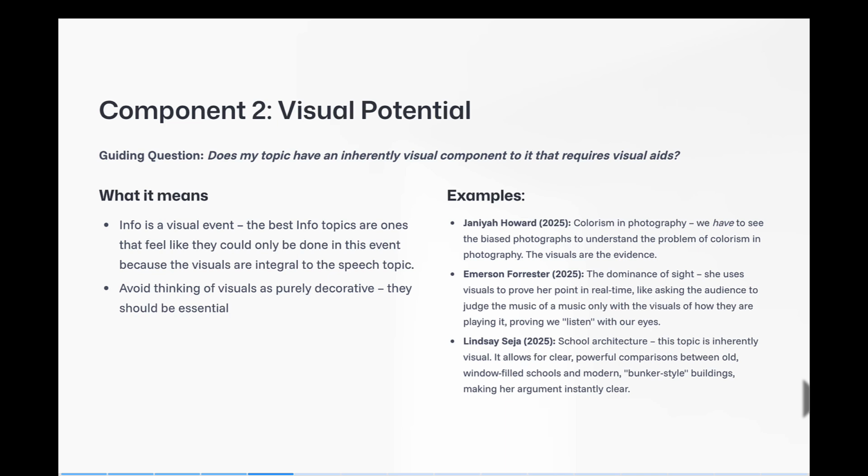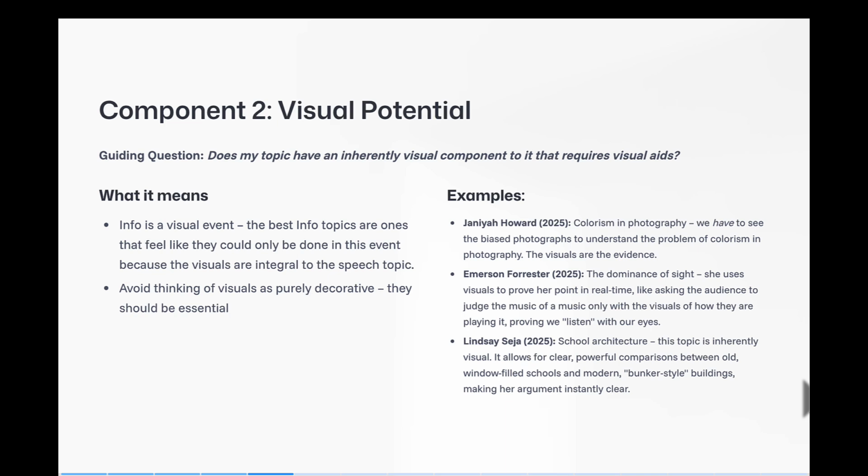Or the second place Info winner that year in 2025 gave a really interesting speech about the dominance of sight as our sense. And she uses so many visuals to prove her point in real time, like asking the audience to judge the quality of a music performance only with the visual aids of how the musician is playing it, proving that we listen with our eyes much more than with our ears. There was a lot of interesting stuff like that.